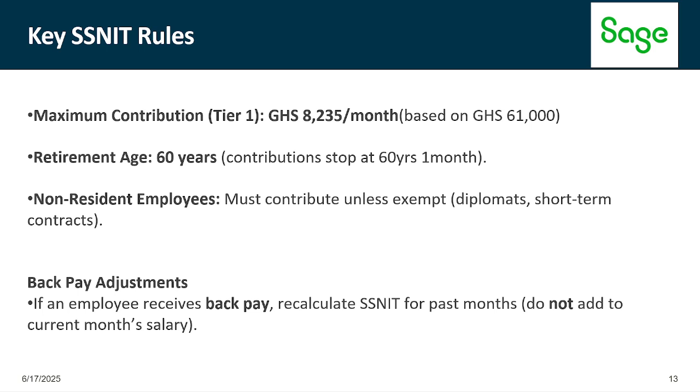Back pay adjustment. If an employee receives back pay, recalculate SSNIT for the past month. Do not add it to the current month salary. So if you receive back pay for January in June, we need to recalculate it from that time and get the right SSNIT contribution and file that one also.